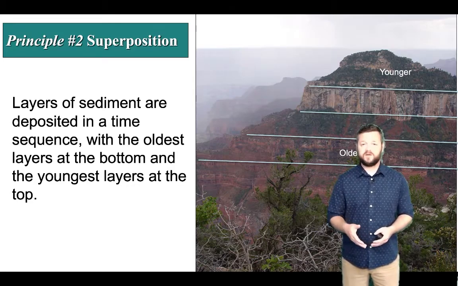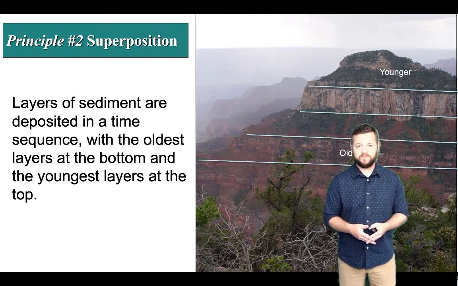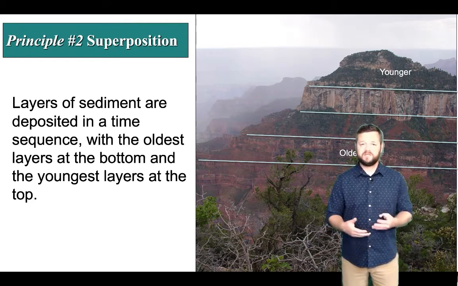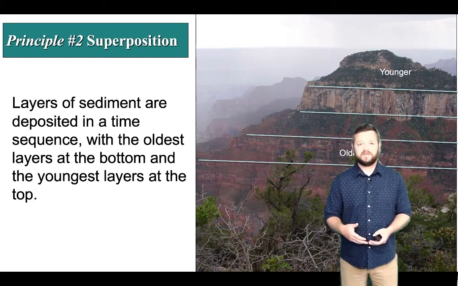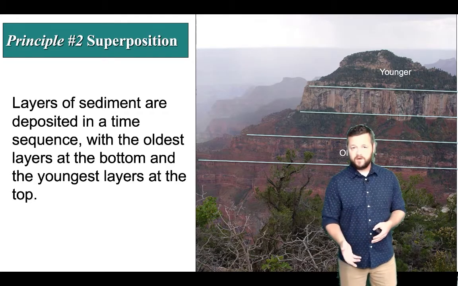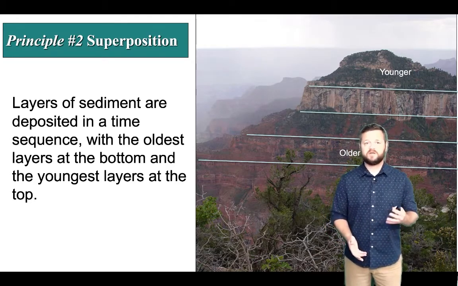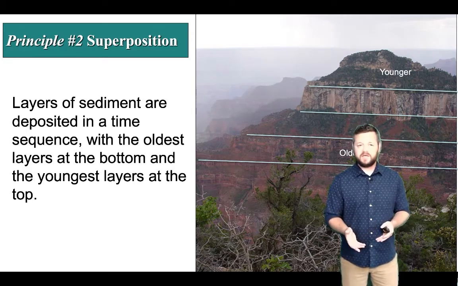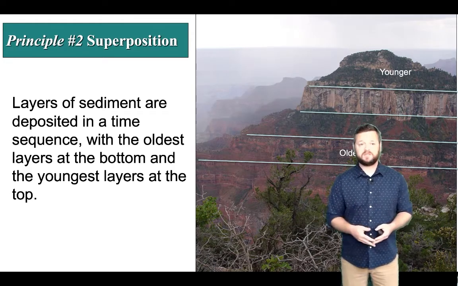On top of these very old basement rocks, which is what we call them, there are sedimentary layers. Superposition allows us to relatively date these layers. That is, we know that the layers at the bottom are older and the layers become progressively younger as you move up the section. It wasn't until the discovery of radioactive decay that scientists were able to put absolute ages on each of these layers.